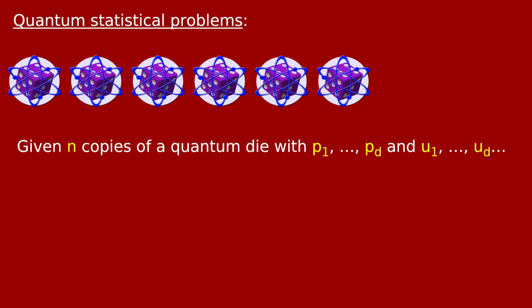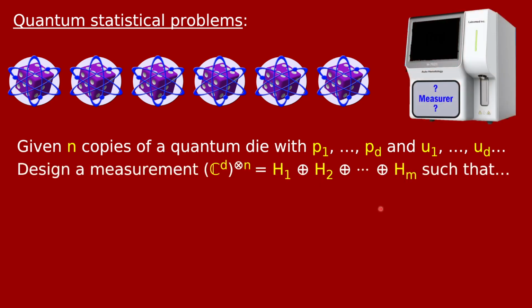Okay, so when we last left off, we were talking about quantum statistical problems, and the general theme of which was the following. There's some unknown quantum die, or mixed quantum state, and it has some probabilities, P1 through PD, and associated unit orthogonal basis vectors, U1 through UD. And you're given n copies of it, and you want to design some kind of measuring device for these n copies, which, if you recall, is just an orthogonal decomposition of your choice of the space in which they all lie together, which is an n-fold tensor product copy of d-dimensional space.